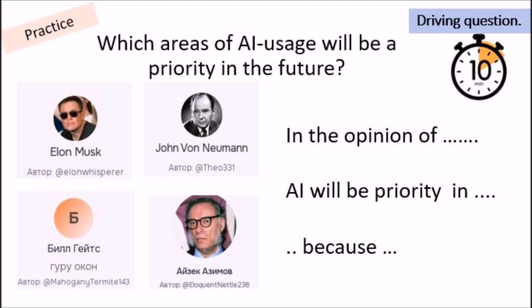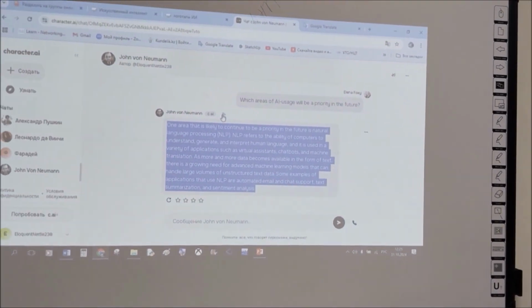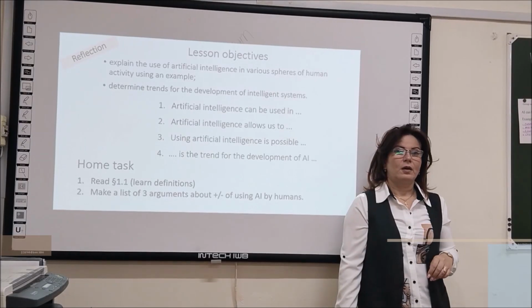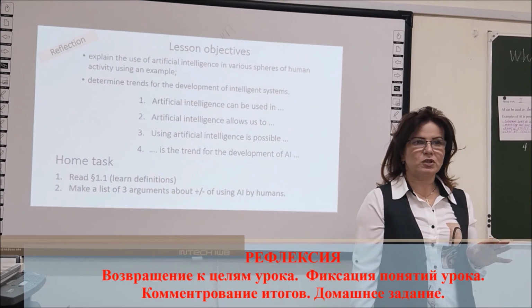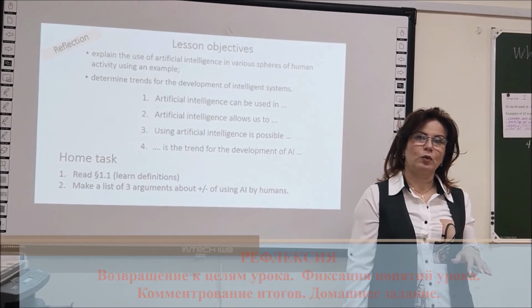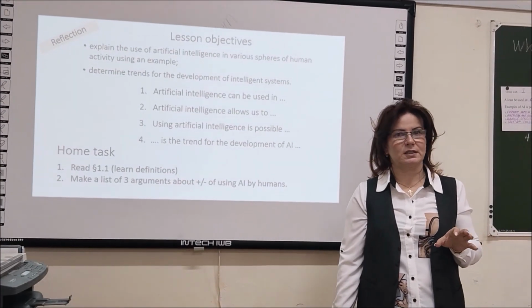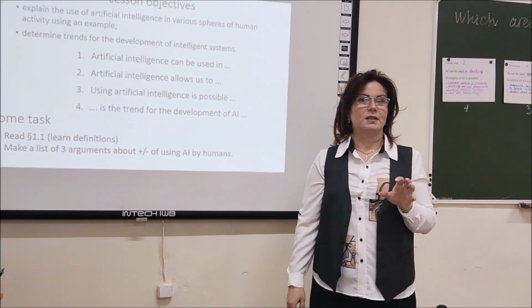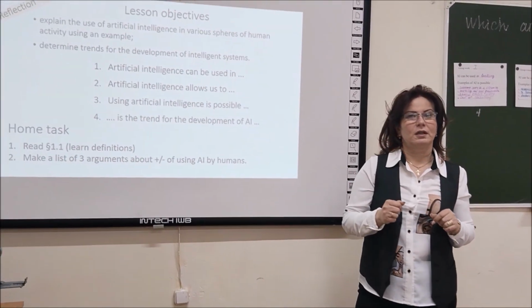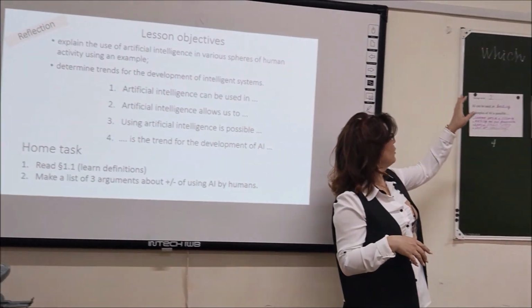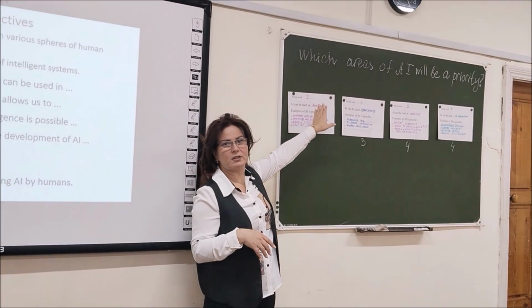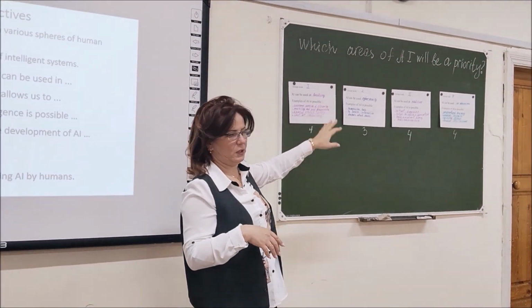You will ask the question, but you should write down the short answer of this person. This task is over. Okay, at this lesson we discussed spheres of usage of artificial intelligence. Now you know the spheres' names and the examples. And we discussed with famous people in the computer world their opinion about the question of which areas of artificial intelligence will be a priority.